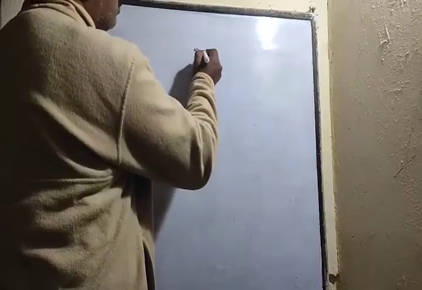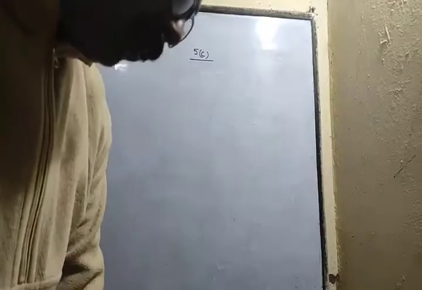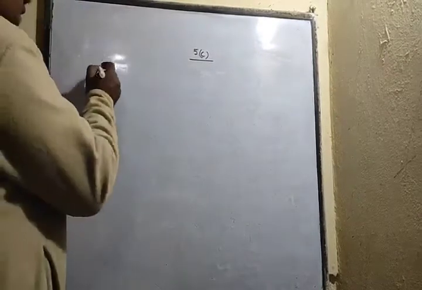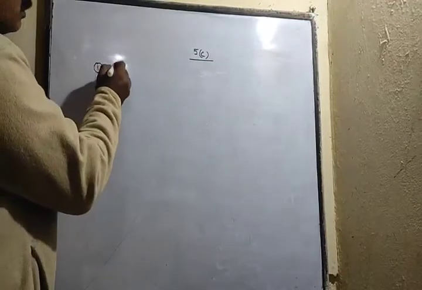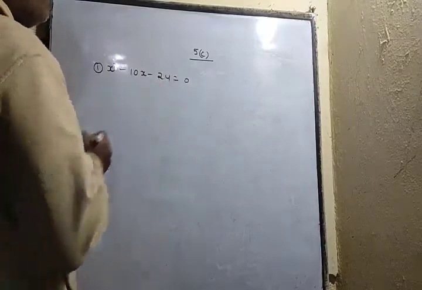Today we'll see exercise 5C. We will discuss solving quadratic equations by the method of factorization by splitting the leading term. So one by one we'll see some sums. Like, first question is here, x square minus 10x minus 24 is equal to 0.